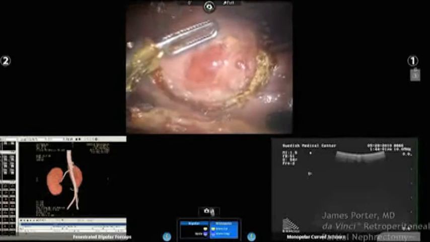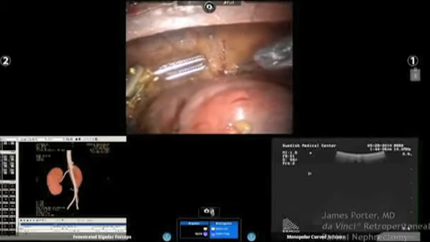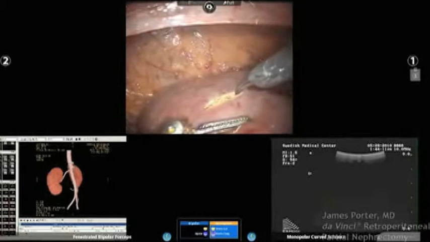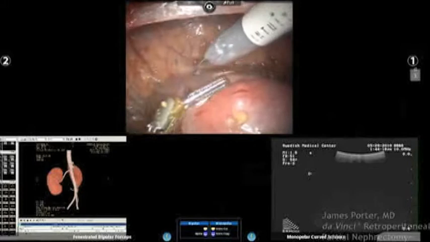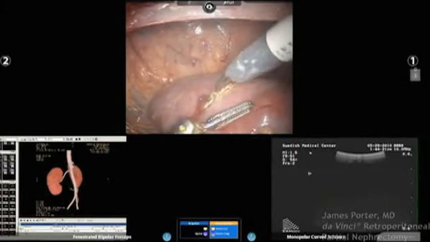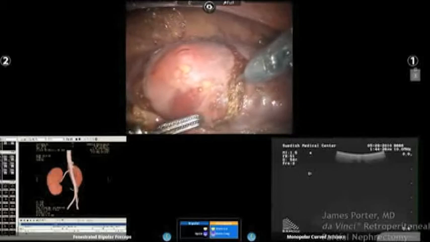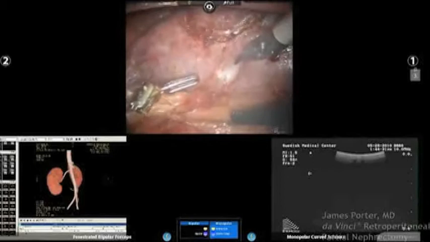And then, Eric, for hilar lesions, what do you look for preoperatively on the CT scan in order to determine whether or not it is amenable to a partial, such as a fat plane along the main renal artery or vein? And do you use the nephrometry score to help stage those at all? No, I don't use the nephrometry score.